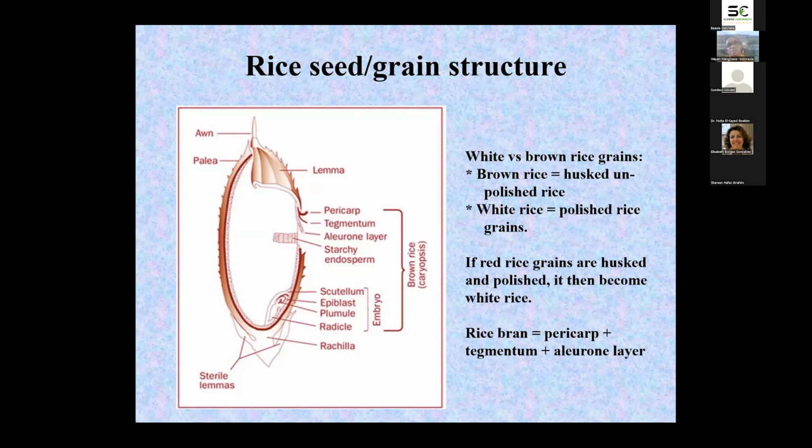It differs from golden rice. The color of golden rice is yellow. The yellow is from the bran to the endosperm, but in red rice the endosperm is nearly not red. So the anthocyanin content here is very low.